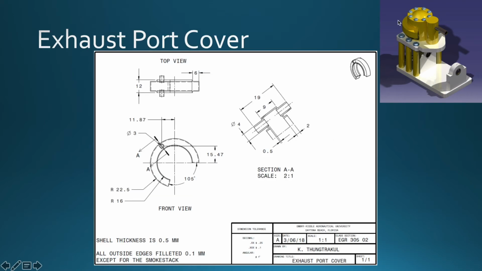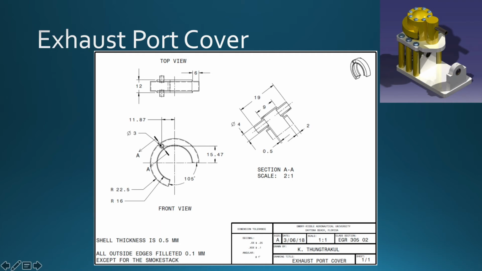Now we have the exhaust port cover. This cover goes on top, over those 3 holes that were drilled into the side of the cylinder to direct the steam exhaust from the engine out back. This particular part had a 105-degree gap, so I had to do a bit of math there with the shaft command in order to determine how that was going to look.